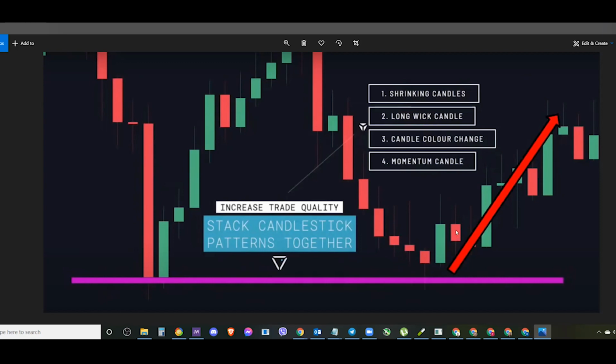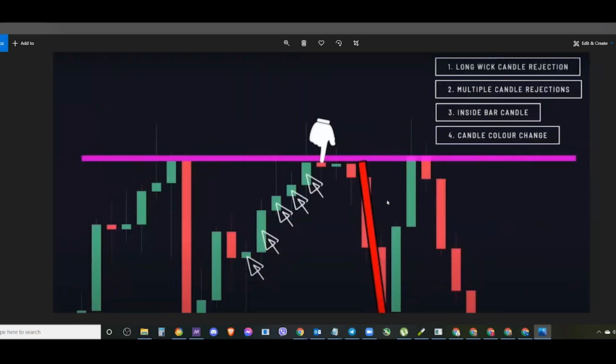nagkaroon ng inside bar. Ito, inside bar. Tapos, mas malaki yung naging body dito. Yun yung pangatlo na nagkaroon ng confirmation. Meron din tayong long wick candle rejection. Okay, dito. Sa sample na ito, una, yung color change. Yan, nagkaroon ng color change. Tapos, multiple rejection. Ang daming dalawa actually. Okay, yung ating doji, isang green tsaka isang red. So, isa rin yan sa pwede natin tignan.